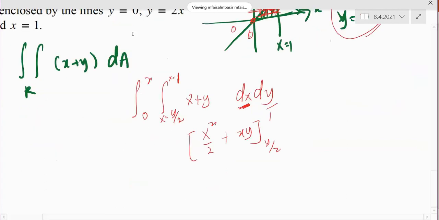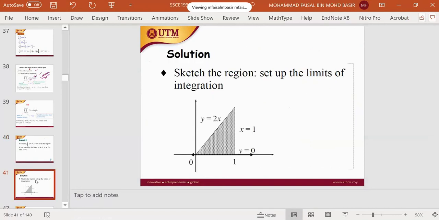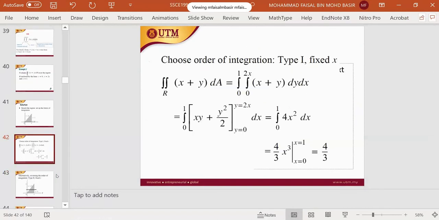I don't want to solve this. Okay? The most important thing that is new to you is this. Others is just for your practice. Okay, I think the answer is here. Okay, they use type 1, so you will get the same answer. It is just the limit not the same.